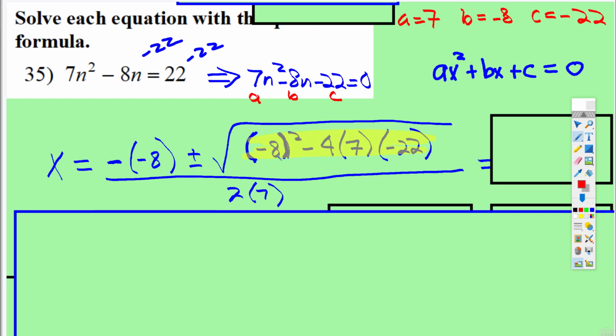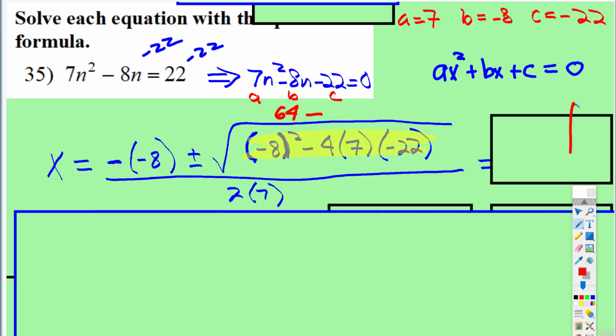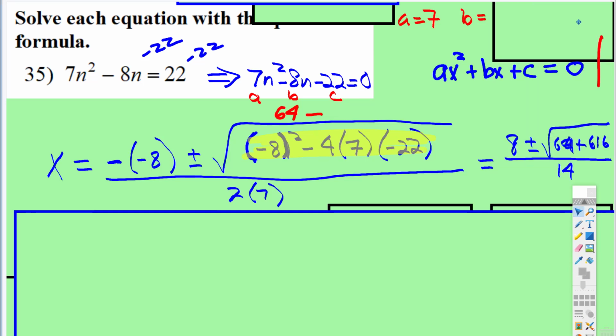I'll change the color. -8 squared is 64. Subtract, let's see. Oh, this was not very good. I did not bring the calculator out with me. So -8 squared is 64. -4 times 7 times -22 is 616. You're going to simplify that further by adding those two things together.